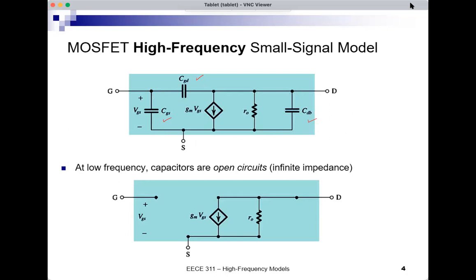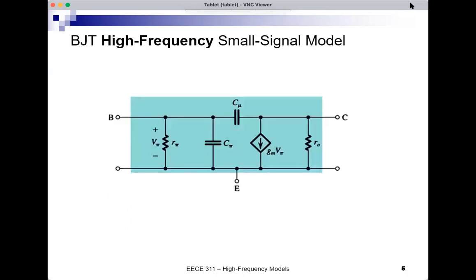So between G and D, I have a capacitor CGD. Between G and S, I have a capacitor CGS. Between D and B, I have a capacitor CDB, which would be between D and S in most cases when B, the body, and the source are shorted together. So these three capacitors are there, and of course they will change the characteristics of the amplifier now. And we'll see how in this part of the course.